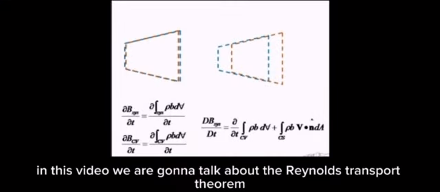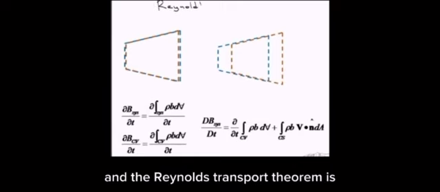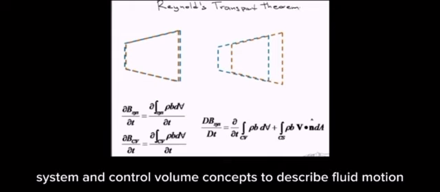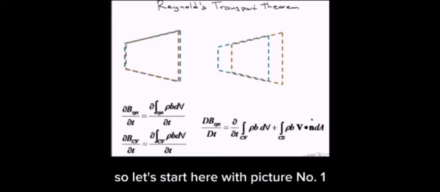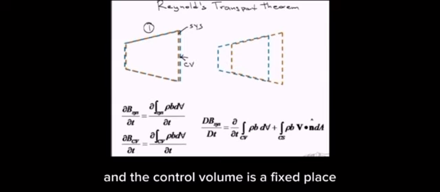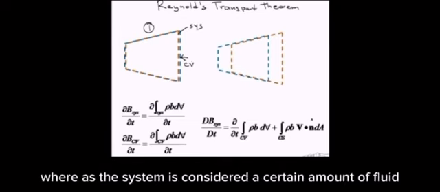In this video, we're gonna talk about the Reynolds transport theorem. The Reynolds transport theorem is a method that allows us to use both the system and control volume concepts to describe fluid motion. So let's start here with picture number 1, and we call the red our system and the blue our control volume. The control volume is a fixed place, whereas the system is considered a certain amount of fluid.